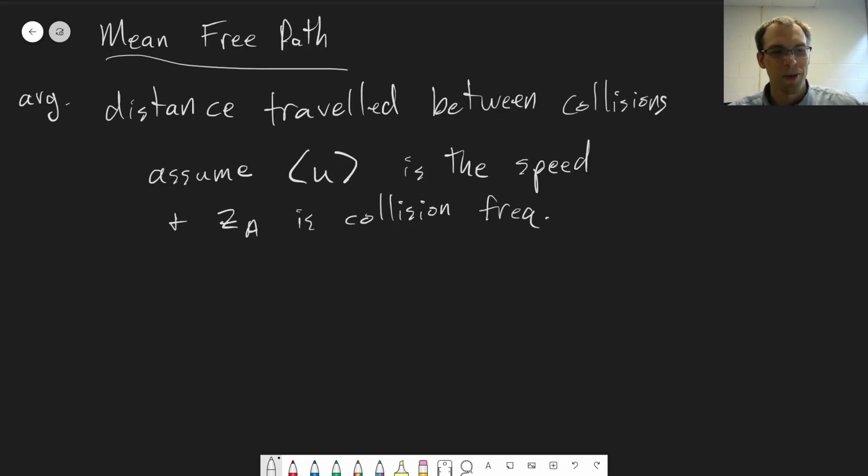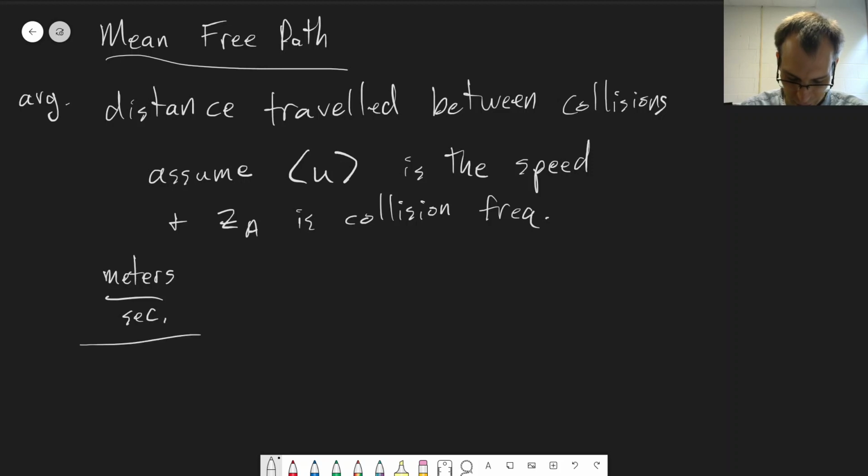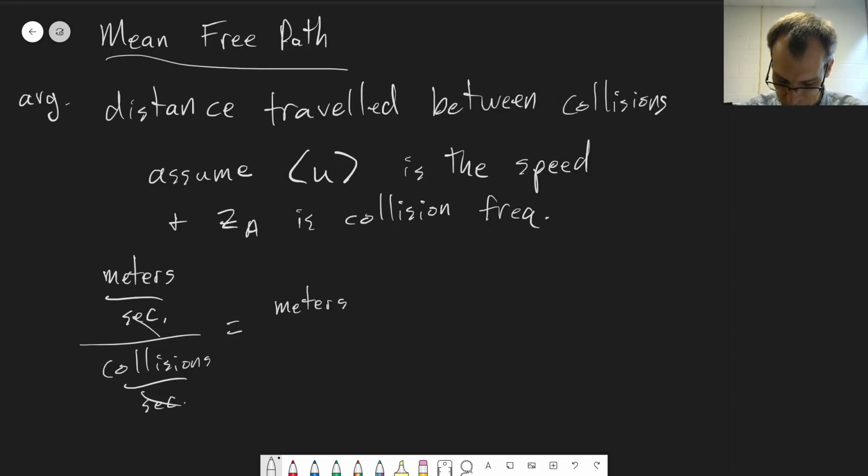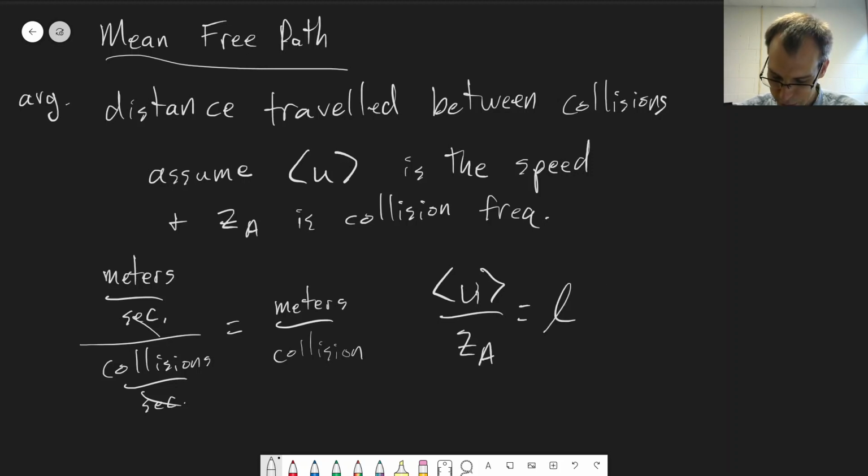So if we think about this from a units perspective, what we want to know is how many meters something goes per collision, in between each collision. So we can think about this as, the speed is in meters per second, our collision frequency is in collisions per second. Those seconds are just going to cancel out. So if we take the speed divided by the collision frequency, we'll get meters per collision. Which means we should just take U divided by ZA, and that is what we call L, the mean free path.